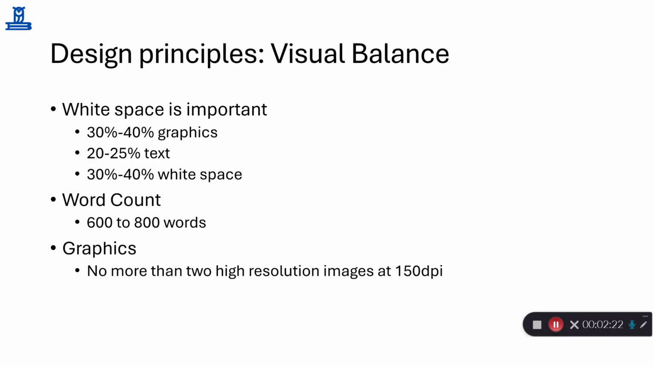Make sure to balance text, images, and white space. White space gives the reader's eyes a chance to rest and to focus on important content. Aim for 30 to 40% white space and around 600 to 800 words in total. We recommend using no more than 2 relevant images so you don't overcrowd the poster.